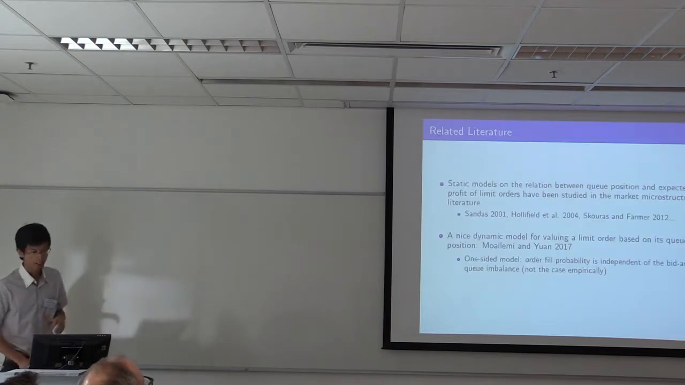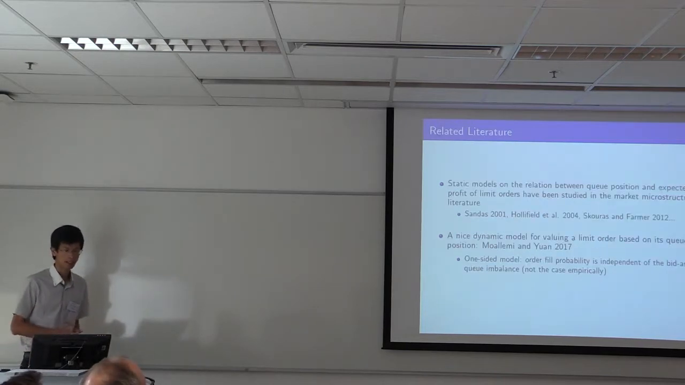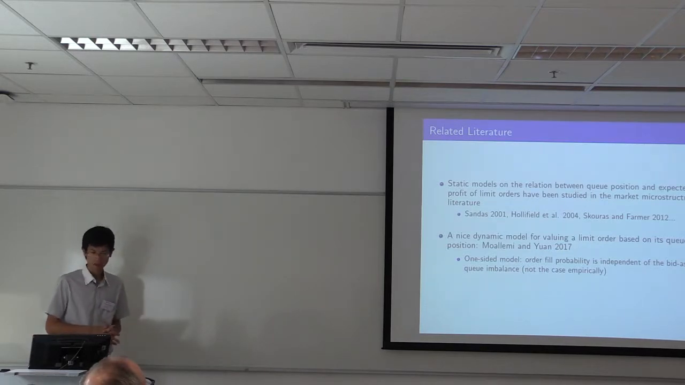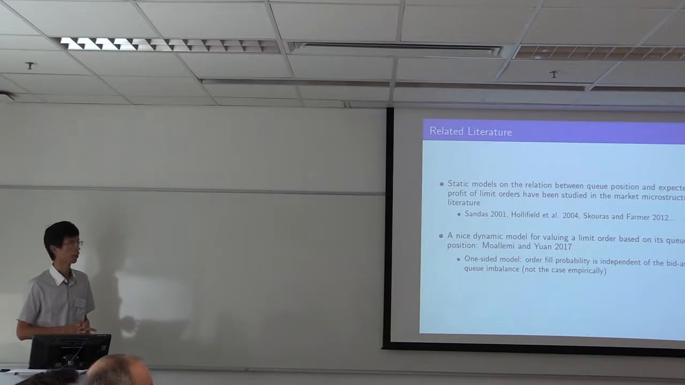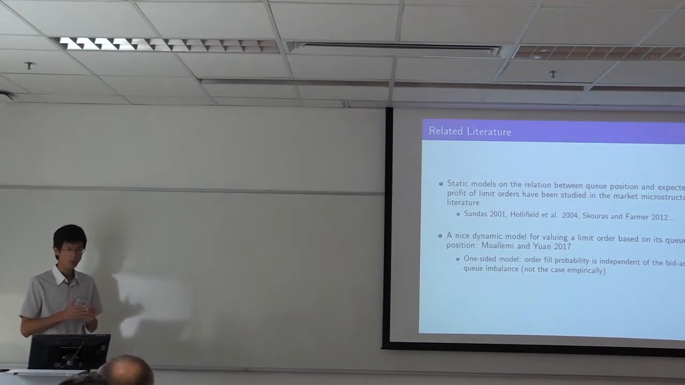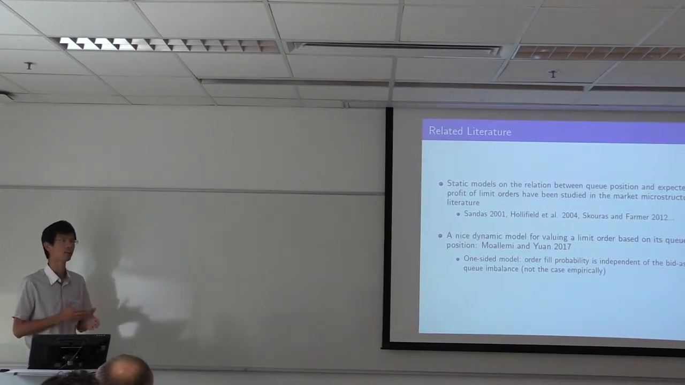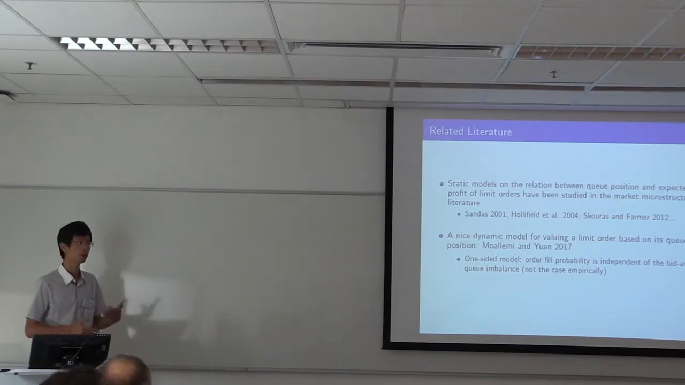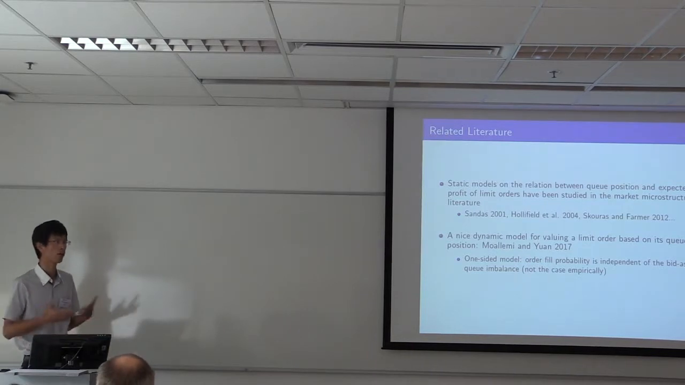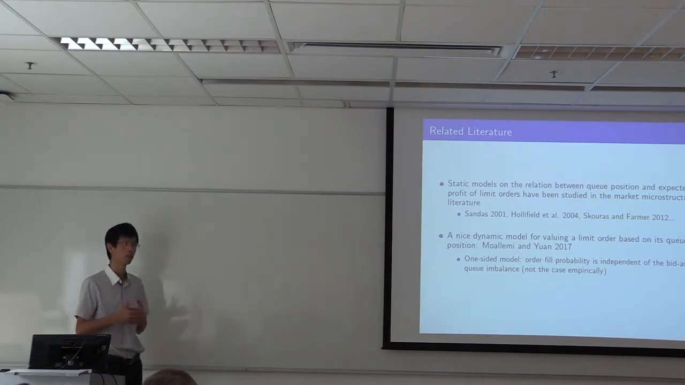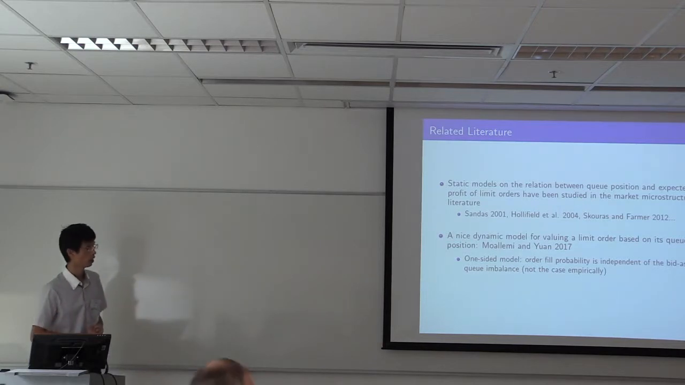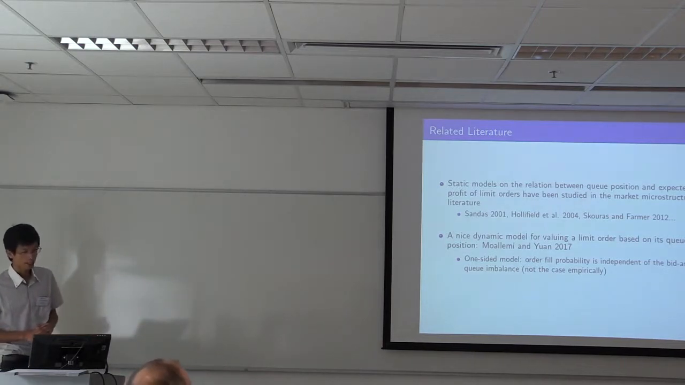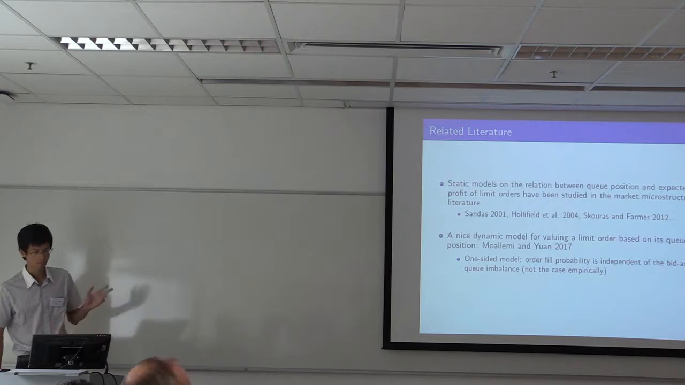All right, so before I talk about the data and market simulator, let me quickly go over related literature. In the market microstructure literature, there have been statistical models that discuss how the expected profit of limit orders depends on the queue position as well as the fundamental value of the asset. These models are typically used to derive competitive equilibria, or competitive spreads, where a market maker or liquidity provider earns zero expected profit on average. And a dynamical model for valuing a limit order based on its queue position only showed up very recently in this work.